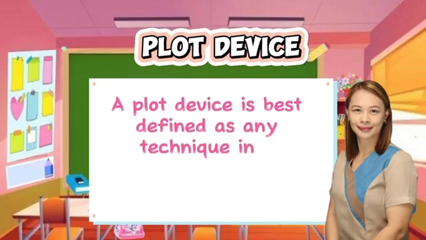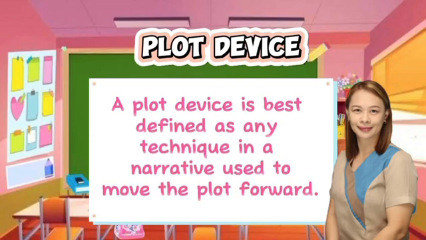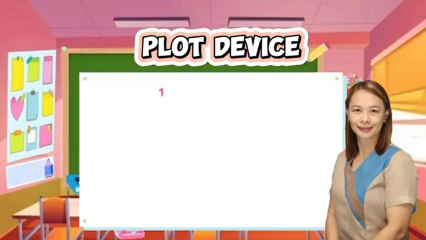When you are arranging the sequence of events in the story, what element of fiction are you referring to? Yes, if you say that is plot, you are correct. Very good. And for today, we will focus on the plot devices. A plot device is best defined as any technique in a narrative used to move the plot forward.